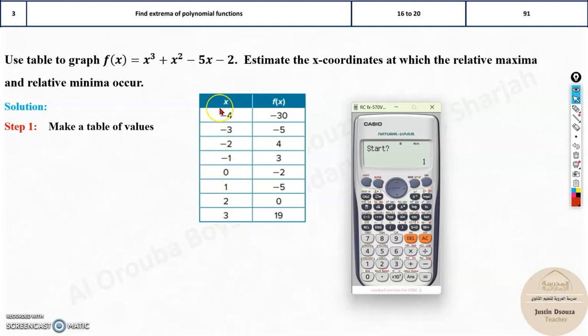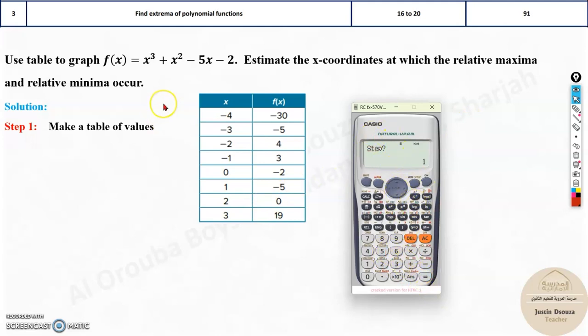Let us start from, say, a negative value. I'll start from minus 5. Because the calculator is going to compute it, you can take any number of values. It doesn't matter. Where do you want to end? Let me choose 5 as the ending point. I can type it as 5.